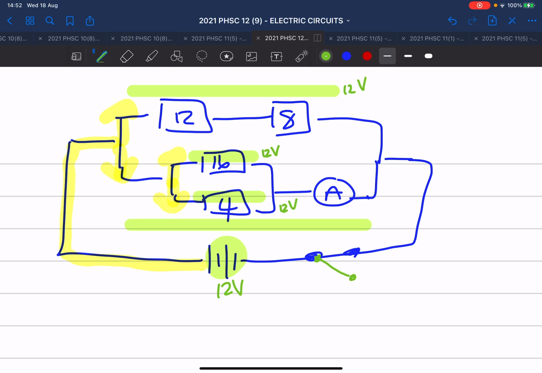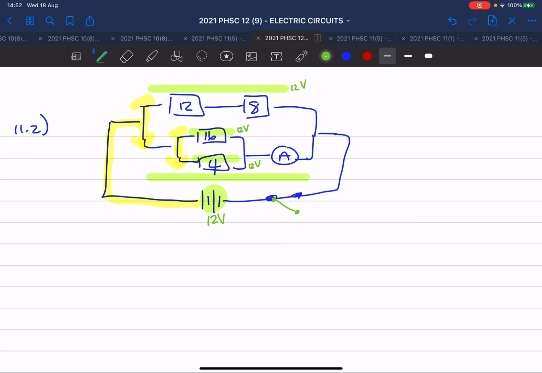Okay. Now they ask you at question 11.2.1, what is the potential difference over the 4 ohm resistor? There's the 4 ohm resistor. We just determined it to be 12 volts. That is why they ask it, so that you must go look at it, because it's important for a bit later on. Then 11.2.2 they ask, calculate the reading on the ammeter.